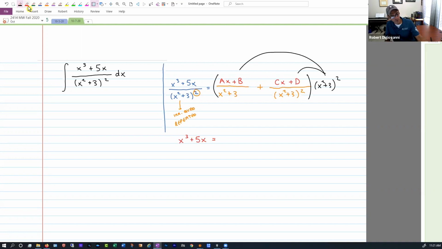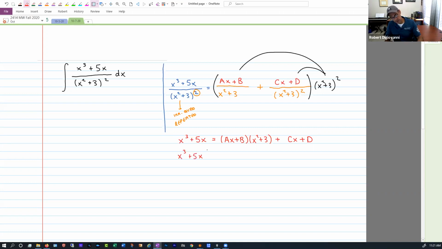So on that first multiplication, the ax plus b stays there. One of the factors cancels, so we still have an x squared plus 3. But on the second multiplication through, you have the cx plus d and nothing else because everything cancels. The x squared plus 3 squared cancels with itself. So all you're left with is the numerator.